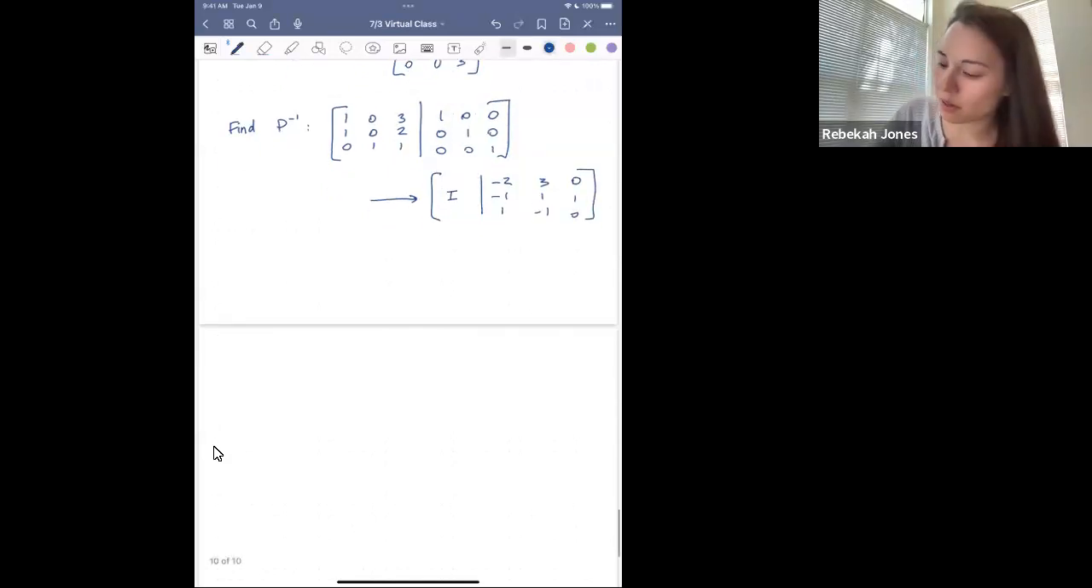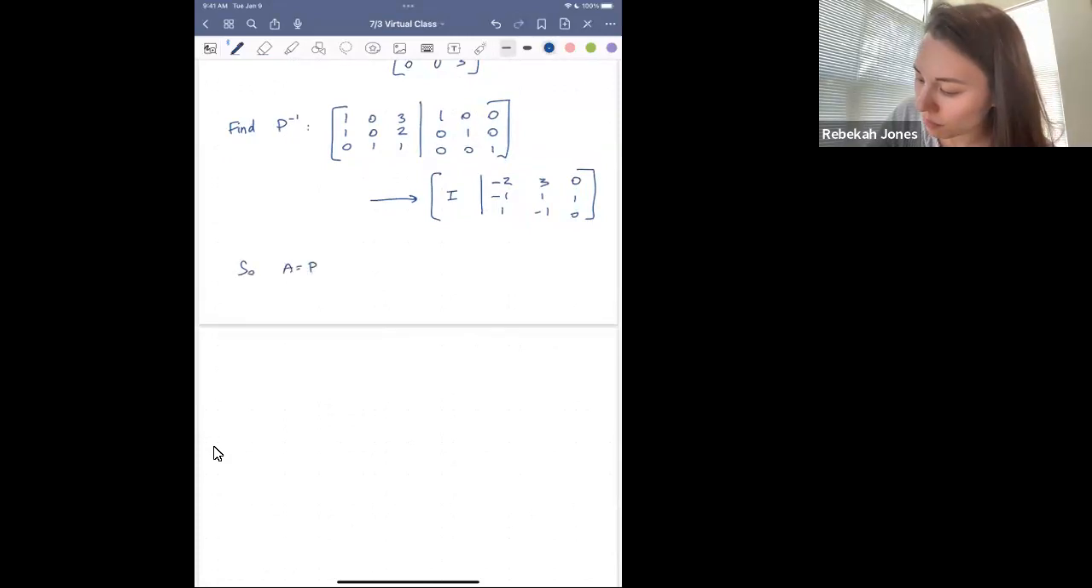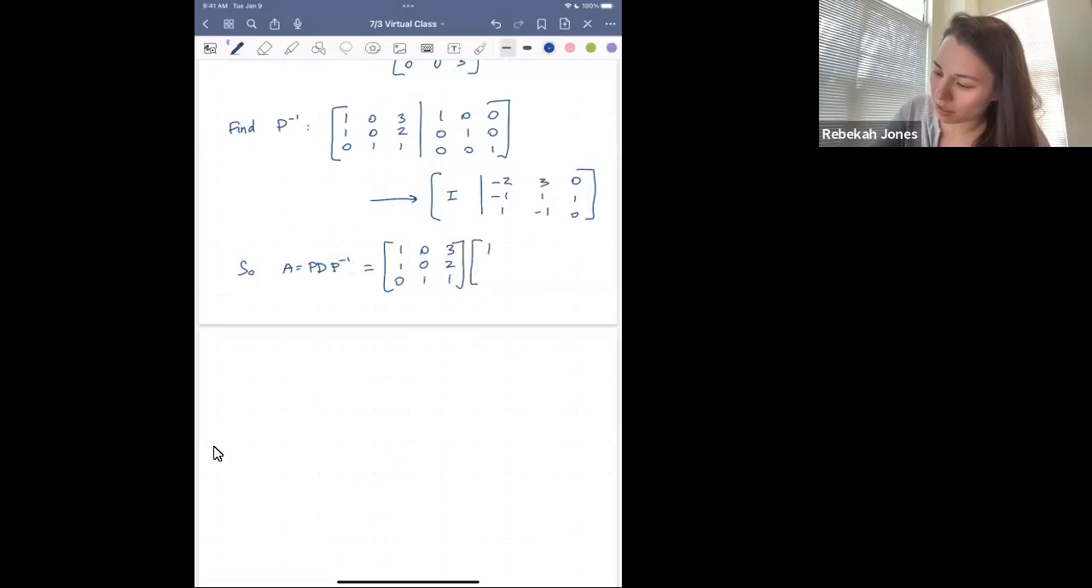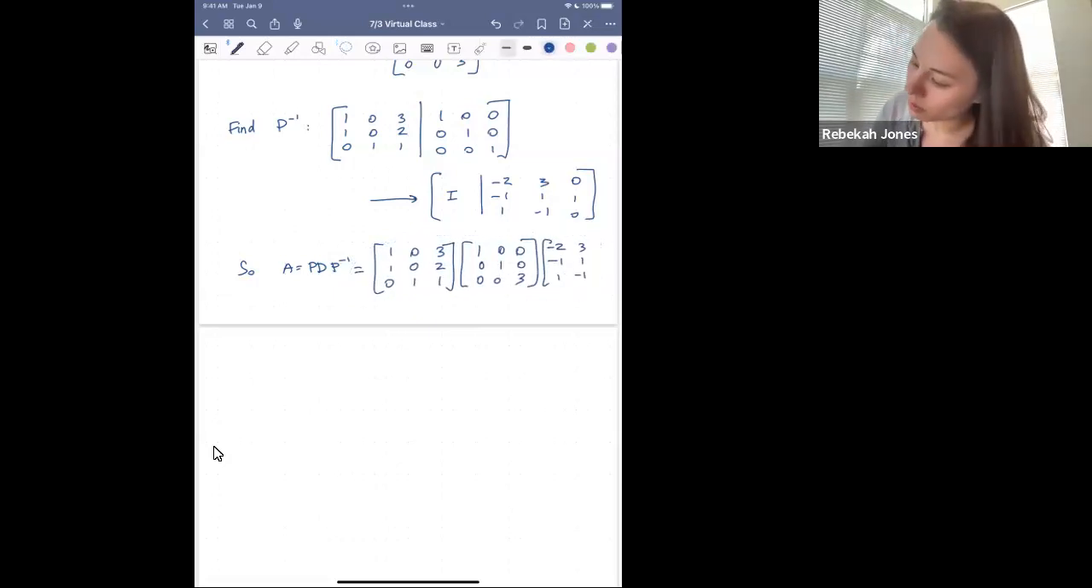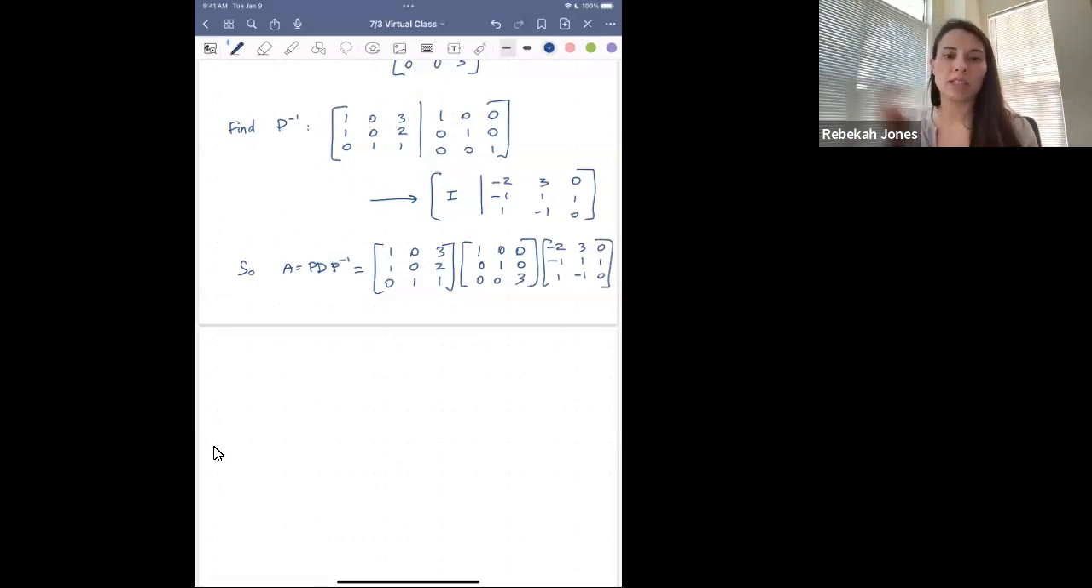And on the right-hand side, what you should get is this matrix here. Okay. And so what we get is our matrix P that we found times our diagonal matrix times this P inverse. Oh goodness. Okay, let me see if I can scooch this over. There we go. Right.